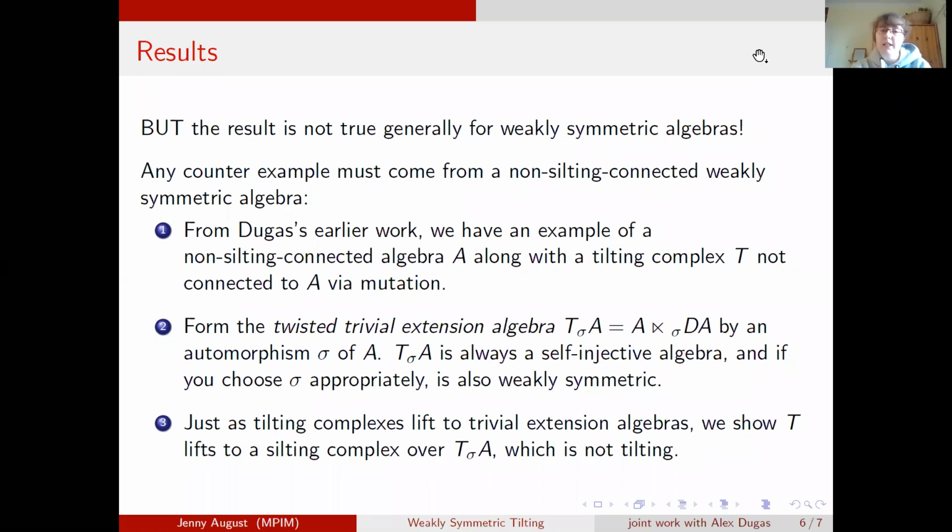So we build this twisted trivial extension algebra of Alex Dugas's example of a non-silting connected algebra. And then, just as Rickard shows that tilting complexes lift to the trivial extension algebra, we can show that this tilting complex T lifts to a silting complex of this weakly symmetric algebra, but a silting complex that is not tilting, giving us the counterexample that we needed.